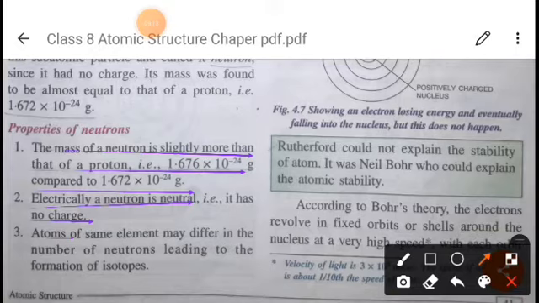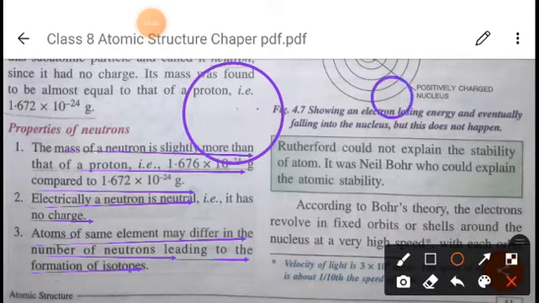Next, atoms of the same element may differ in the number of neutrons, leading to the formation of isotopes. What he wants to say is that if we have two atoms, one is this and another one is this.